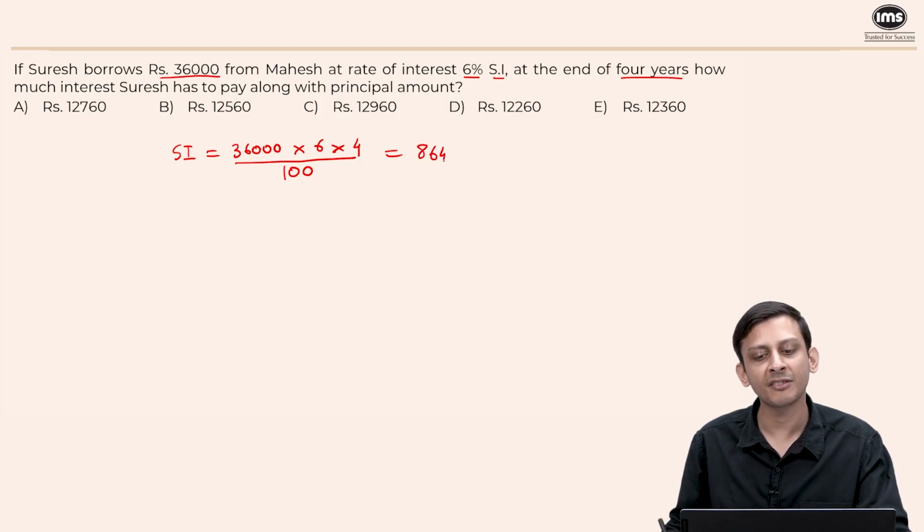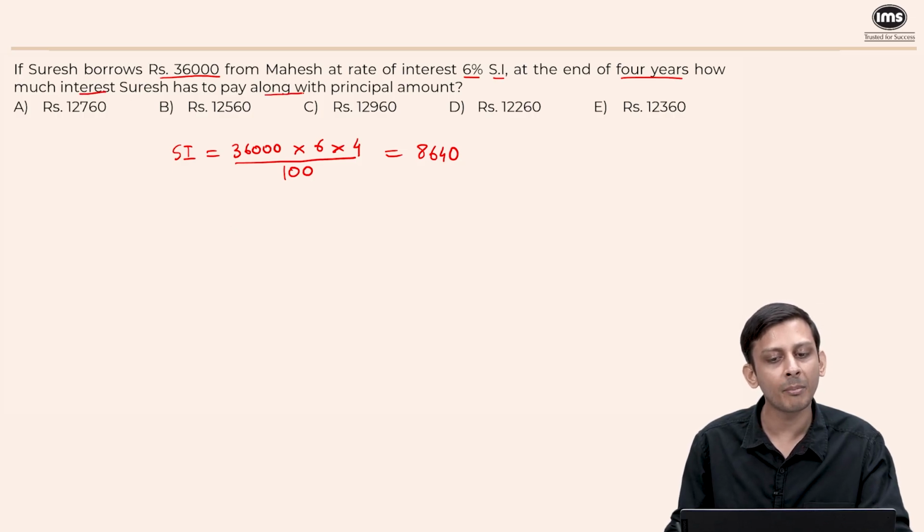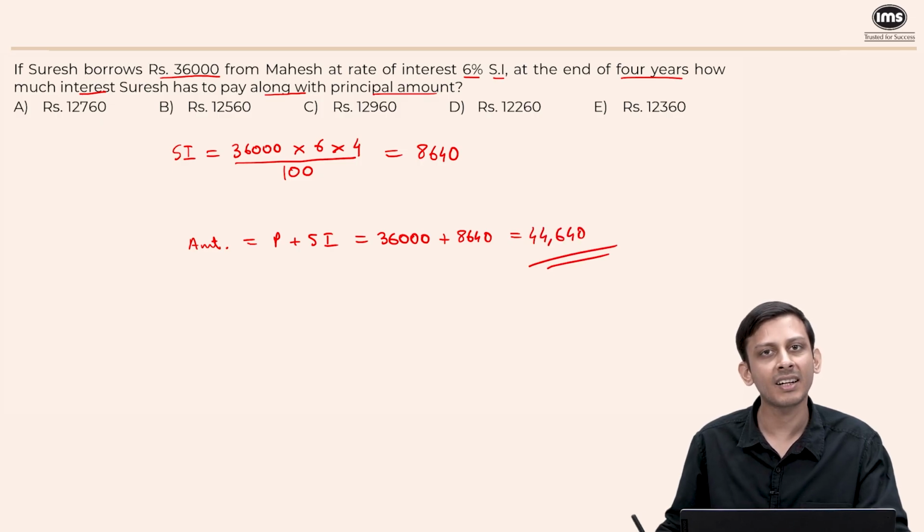So we will get 8640. And now what we need to find is interest along with the principal amount, which means we need to find the total amount that Suresh will be paying, interest along with the principal. So the final amount will be the principal plus the interest. Principal was 36,000 plus the interest of 8640. So that will be 44,640. That should have been the correct answer, but that is not there in the option. So that was another mistake.